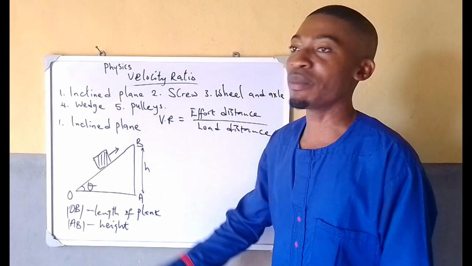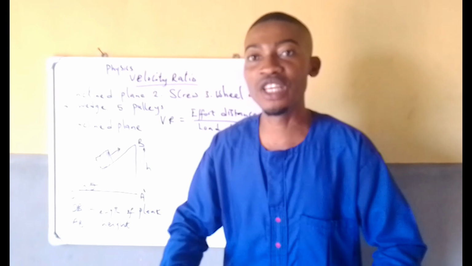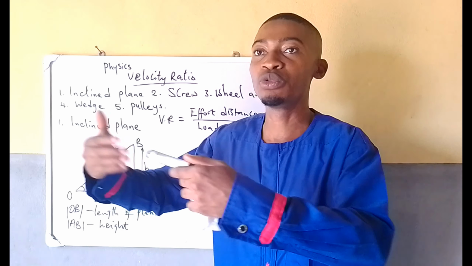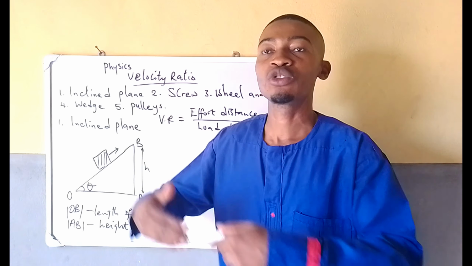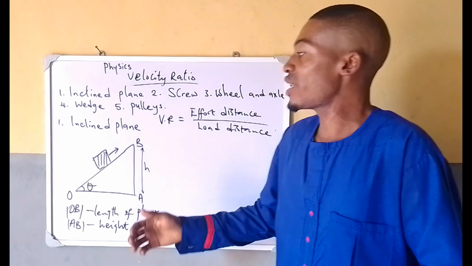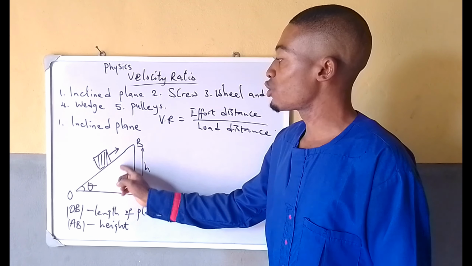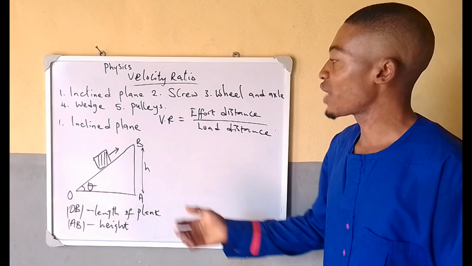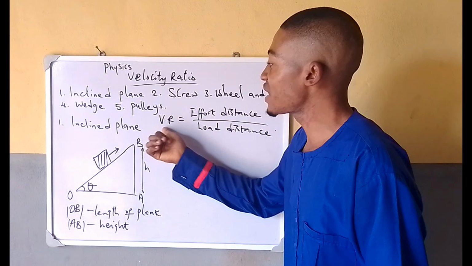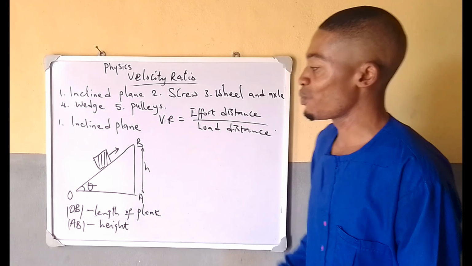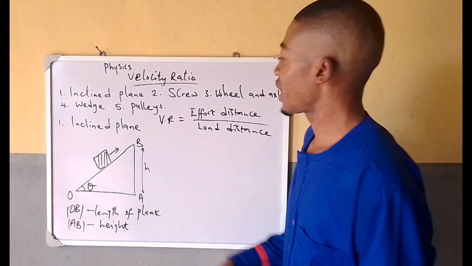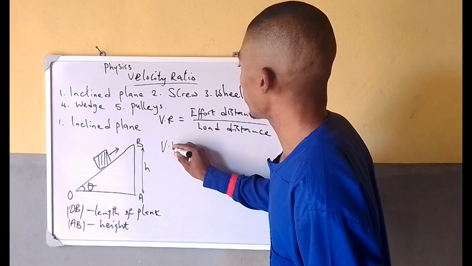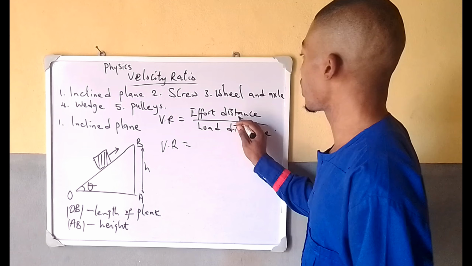This is a simple machine whereby you are using a plank to lift a load and put it on top of maybe the base of a lorry or to a particular height. When you are using this simple machine to perform a particular task, we want to find out what is the expression for its velocity ratio. It's very simple. Let us write the velocity ratio according to the formula we have on the board. Velocity ratio is equal to effort distance over load distance.